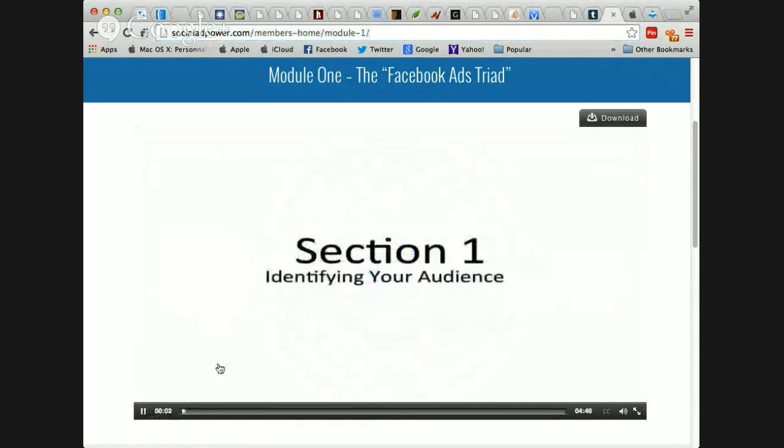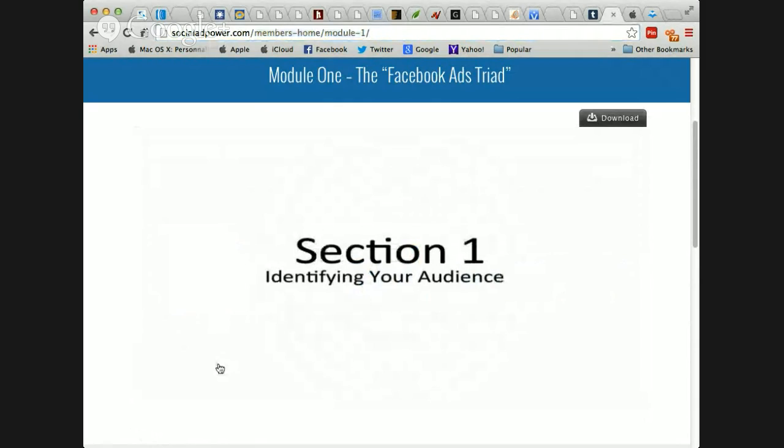Here, and welcome to section one, where we're going to be identifying our audience. Now, this is going to be a very important section because this sets us up for the entire ads process. If you get this section right, then the rest of everything that you're doing is going to be a lot easier. So let's talk about what we're going to be learning.